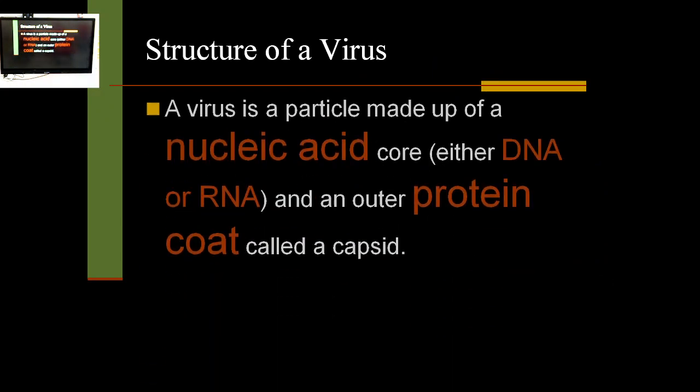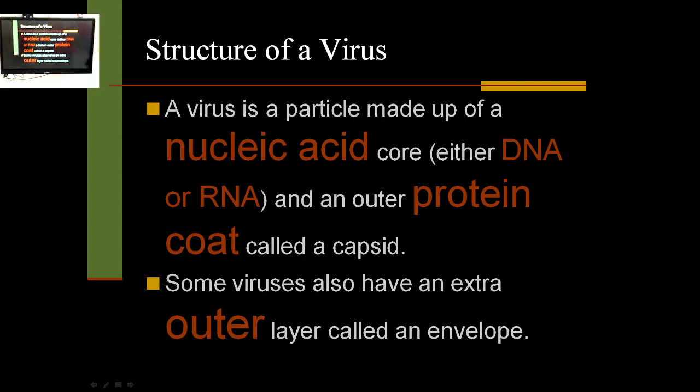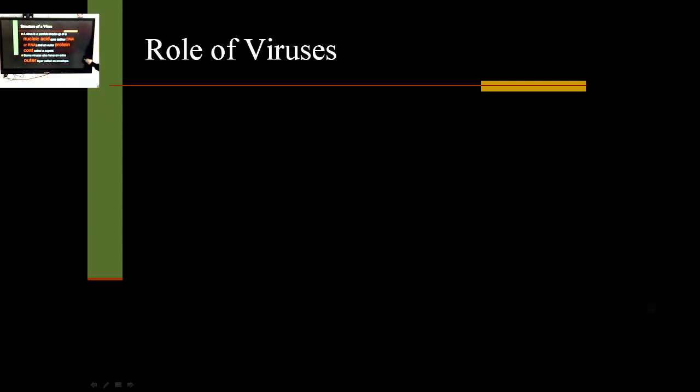Again, the virus is a particle made up of a nucleic acid, either DNA or RNA. The DNA or the RNA is in the core, and we have an outer protein coat which is called a capsid. So again, a nucleic acid, either DNA or RNA core, filled by a protein coat. Some viruses also have an extra outer layer called an envelope for protection.